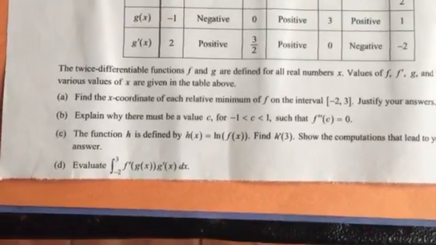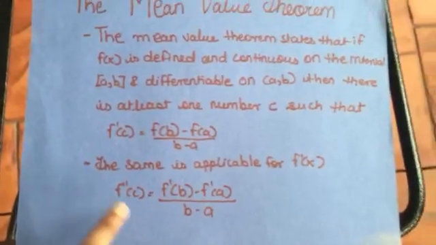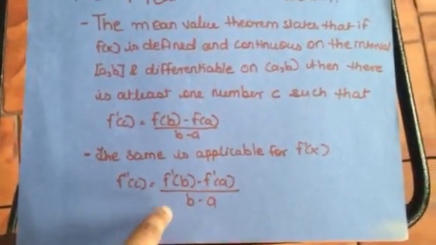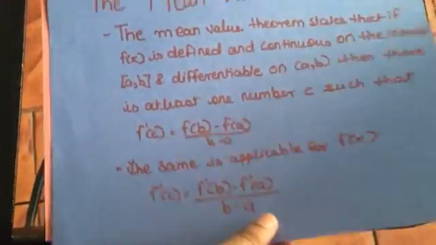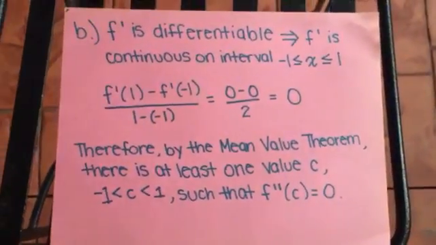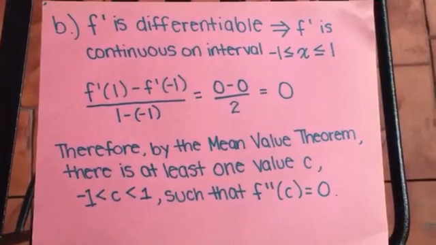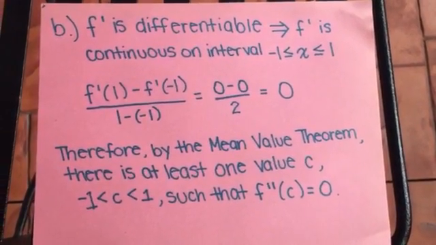So right away, we're going to use the mean value theorem for the derivative, which is f double prime of c equals f prime of b minus f prime of a all over b minus a. And here's how you're going to justify your answer. f prime is differentiable, f prime is continuous on the interval.